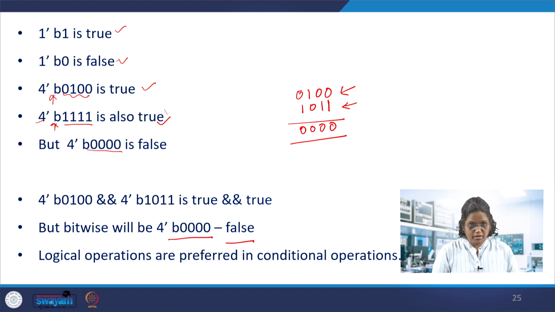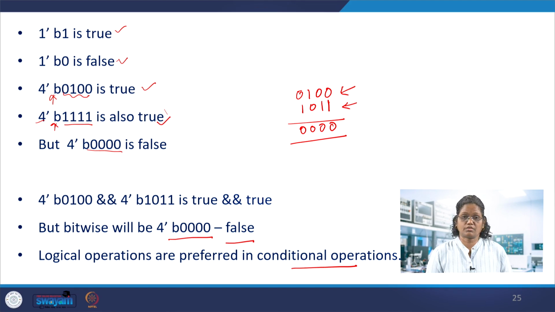Logical operators are preferred in conditional operations, such as if-else statements. If this condition is true, that is, if the 8-bit value is true, then A should be assigned B, or else A should be assigned C. In this kind of operation, the logical operators are preferred.